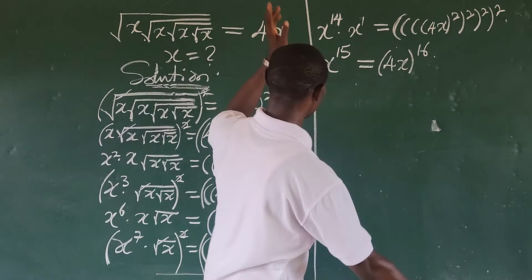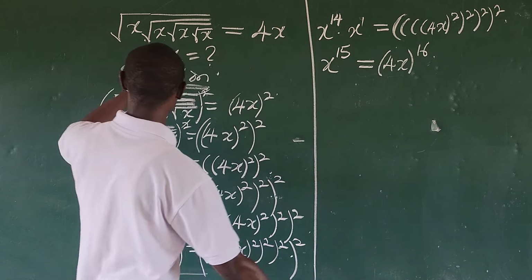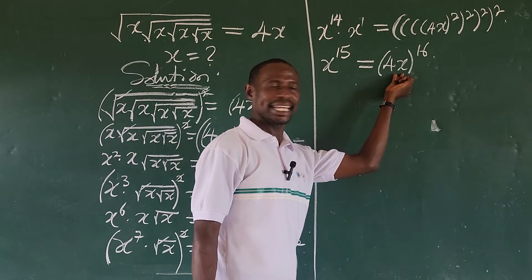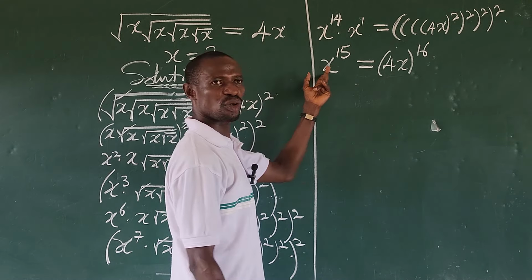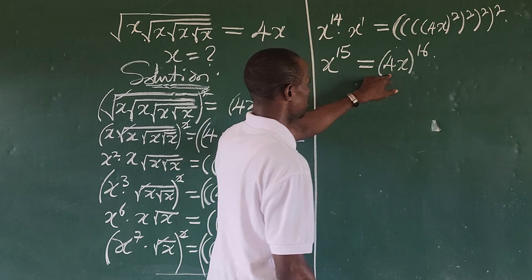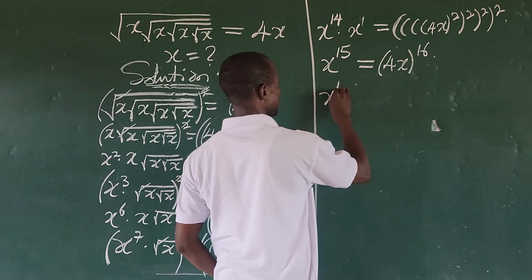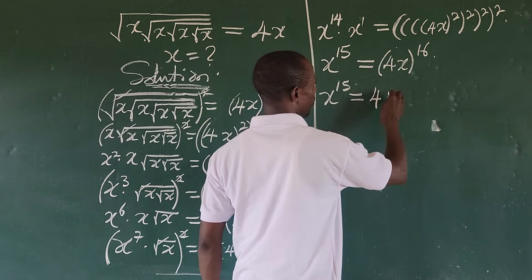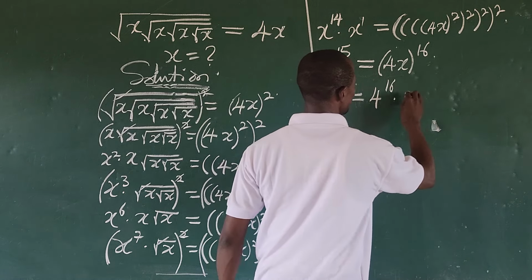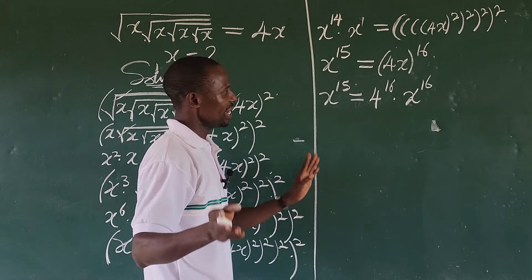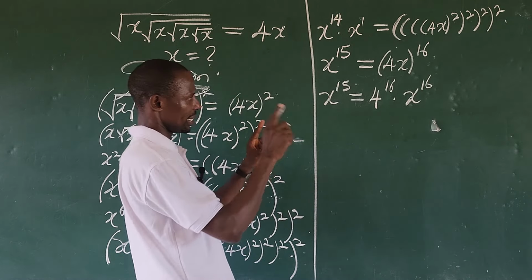Easy. So we are looking for x according to what we have here, and the x we are looking for is inside here. What we do is easy. All we need to do is to use this power to open up this. So we can write x to the power of 15 equal to 4 to the power of 16 times x to the power of 16. Good.